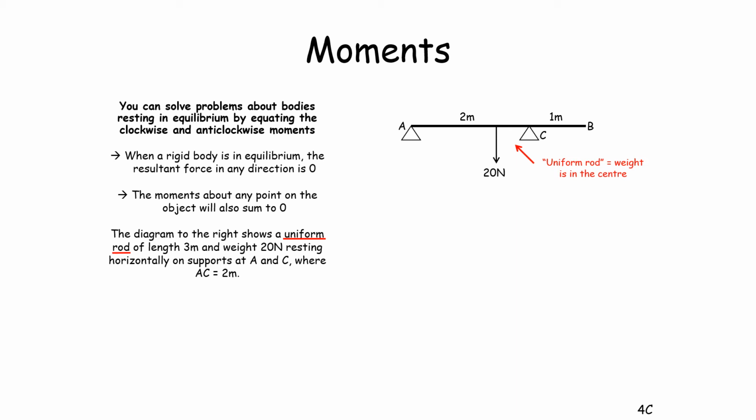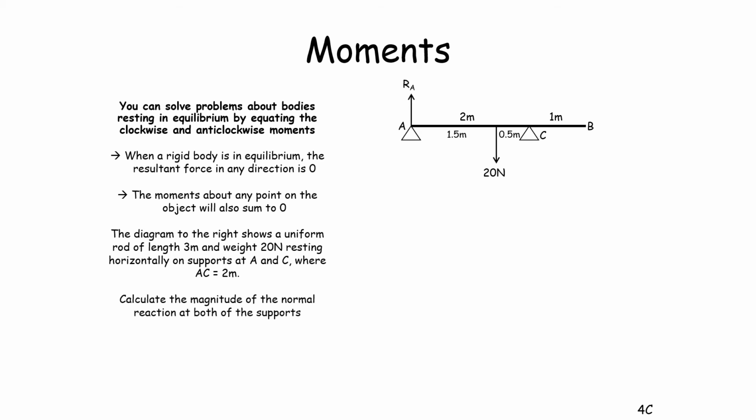Since this is a 3 meter rod, from A to the weight 20 Newton would be 1.5 meters that way. So which means this distance from there to there must be 0.5. So now from A we will see there's a normal reaction, because if you've got a pivot at A, that means there's a force that's pushing it up. So that's our support here, and we'll call that RA. And another support the rod is getting is from C. So we'll say that's the normal reaction RC.